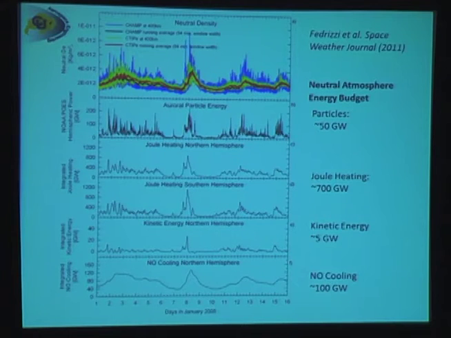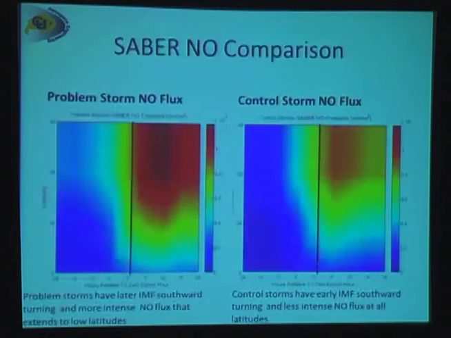Now this has been known for a while, and Mariangela Fedrizzi and the whole group over at CIRES have been working on estimating how much energy is coming in via particles, how much energy is coming in via Joule heating, and then what is the NO cooling rate that goes with that. So this is known in the community, but what was not known is why we would get these unusual events where nitric oxide just took over.